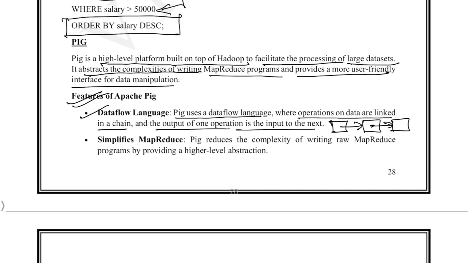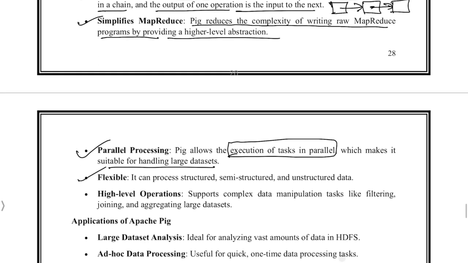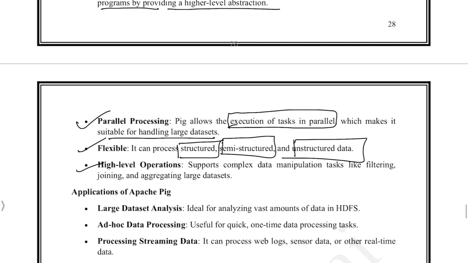Correct. Next is simplifies MapReduce. Pig reduces the complexity of writing raw MapReduce programs by providing a higher level of abstraction. Next is parallel processing. That means execution of tasks in parallel, which makes it able to handle large data sets. Next is flexible. It supports structured, semi-structured as well as unstructured data. Then high level operations. High level operations mainly help in filtering, joining as well as aggregate operations.